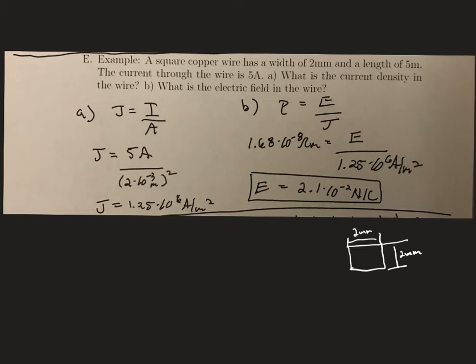In part B, we want to know what the electric field on the wire is that's causing that particular current density. So in order to do this, we need to use the relationship, Ohm's law, the resistivity equals the electric field divided by the current density. Since this is a copper wire, I can look at the resistivity at room temperature for copper and plug in the current density I found in part A. So I get an electric field of 2.1 times 10 to the minus 2 newtons per coulomb.